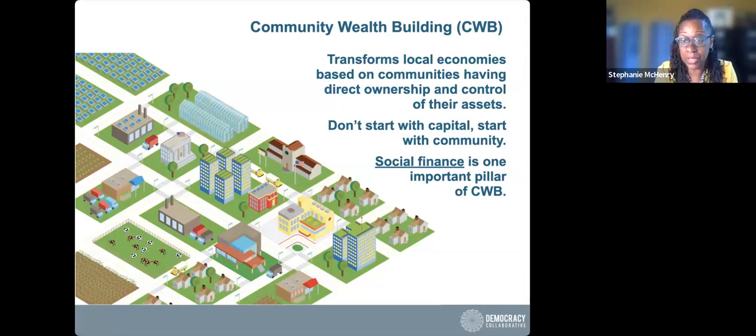But if you start with community, start with what does this community need? How can we sustain this community? How can we have dollars flow within the community that sustains it over a long period of time? I think you get to the right answer.